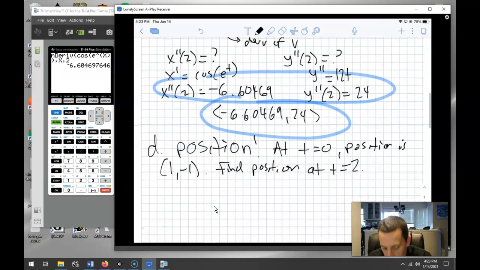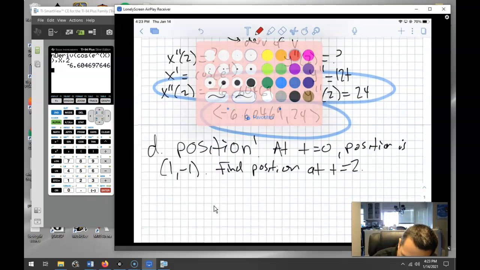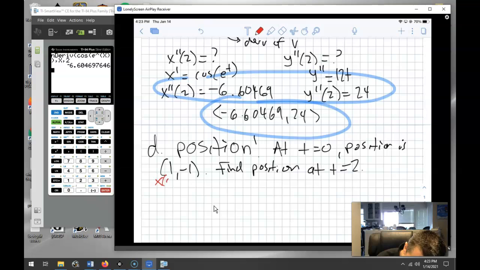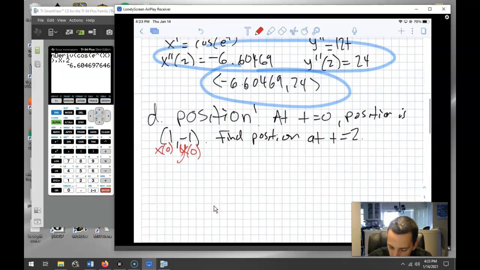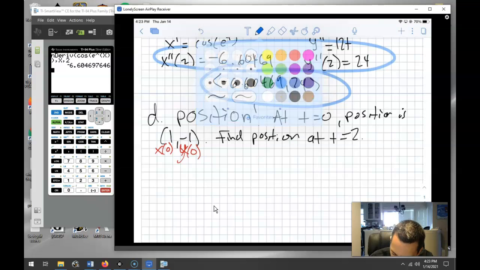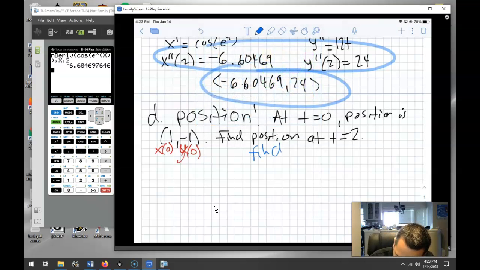All right, well, when they tell you the 1, negative 1, they're basically saying this is my position x, y, sorry, at time 0. And when we find a position at time 2, you need to do this separately. You need to find x of 2, and then you need to find y of 2. Now, if we had a dx dt and we had an initial condition, don't we have a fundamental theorem we could use to find x of 2?